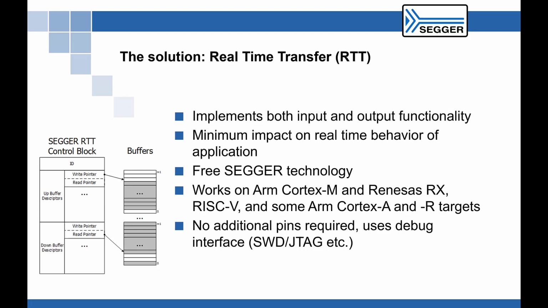And as I said, the greatest thing about this, no additional pins are required, as we are simply using the debug signals, SWD or JTAG. So you don't have to change your hardware design. You simply add the SystemView software to your application, and that's all you have to do, and you get a very deep insight into your system.